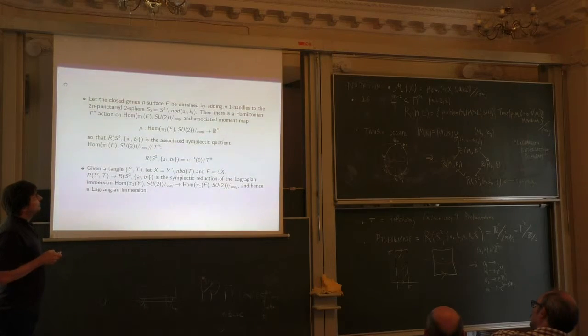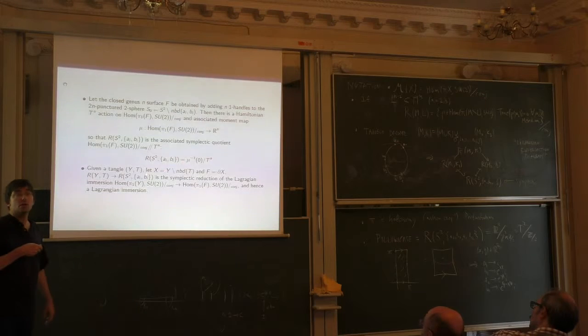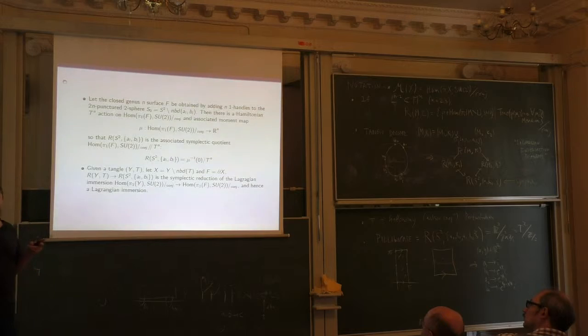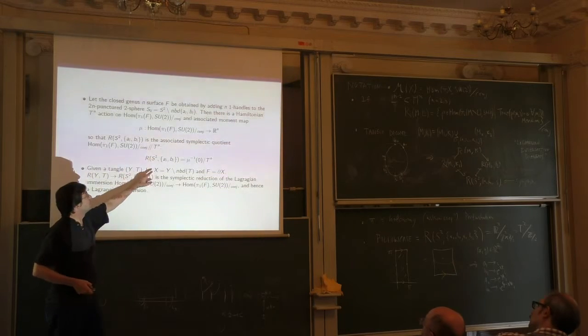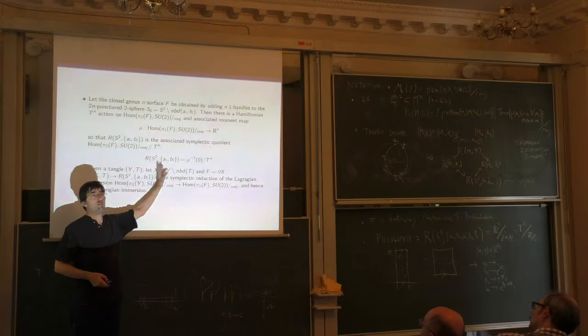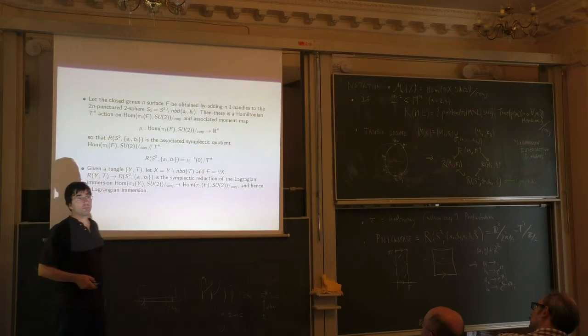there's a moment map, there's a Hamiltonian torus action, on the moduli space of the closed surface. If you look at the corresponding symplectic quotient, you get this traceless character variety. So it's kind of interesting that you go from the closed surface case to the punctured surface case by a symplectic reduction. And that's nice because symplectic reductions, of course, induce a symplectic structure on the base. I've explained where the symplectic form comes from.